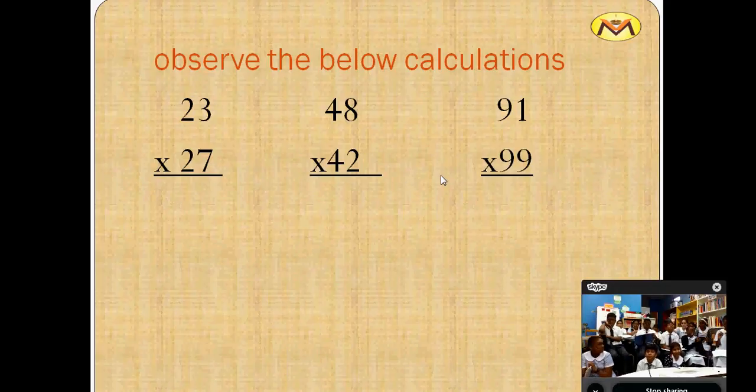Okay. Any more? Yeah, one more hand. Oh, that's a very, very interesting observation. So what she's saying is that if you add this 3 and 7, you get 10. 8 and 2, it adds up to 10. 9 and 1 also adds up to 10.